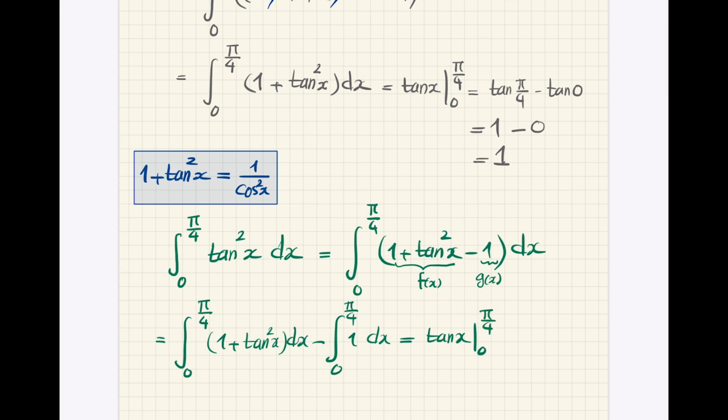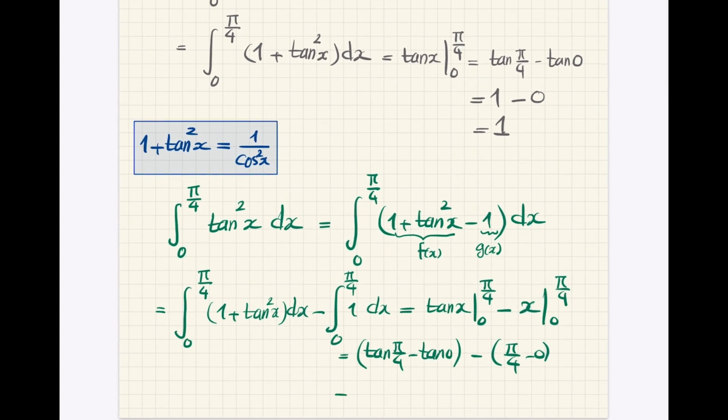And then what is a primitive function for 1? It is x. The derivative of x is 1. It goes from 0 to pi over 4. So then it becomes tangent of pi over 4 minus tangent of 0, minus pi over 4 minus 0. Tangent pi over 4 is 1, tangent of 0 is 0. pi over 4 minus 0 is just pi over 4, so the answer becomes 1 minus pi over 4.